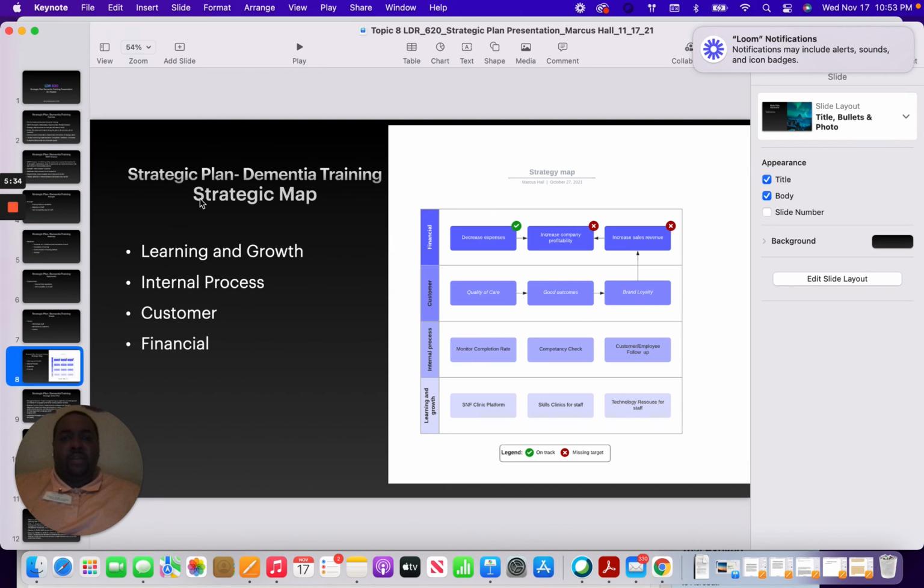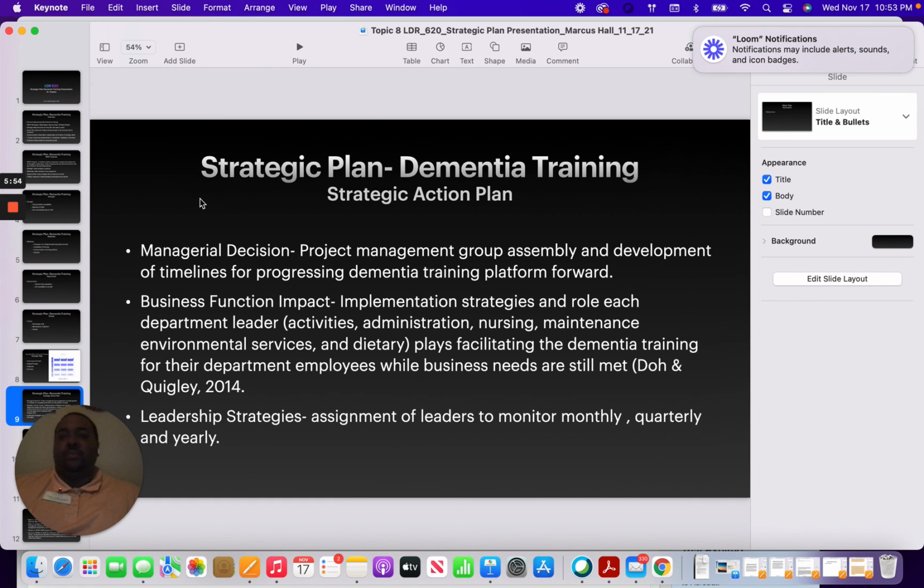Also, internal processes will help with monitoring completion, competency checks, and customer and employee follow up. Learning and growth is having the SNF clinic platform to help with dementia training, the skills clinics for staff, and overall the technological resources.